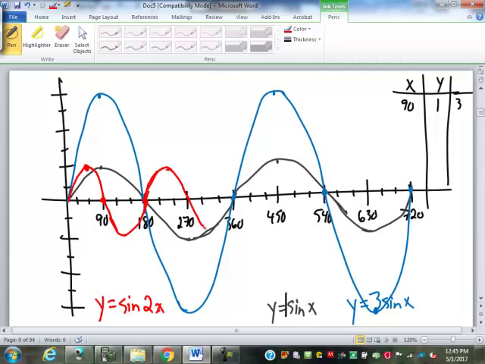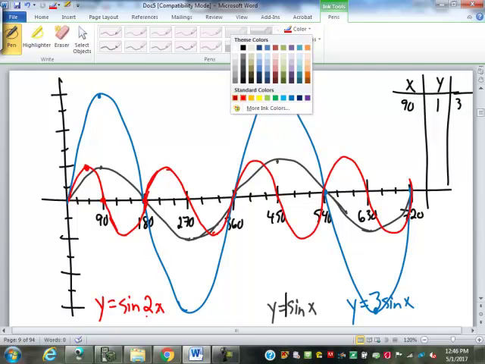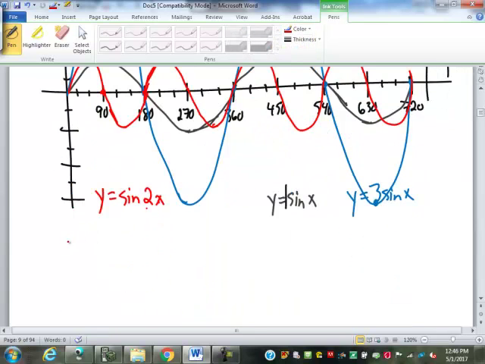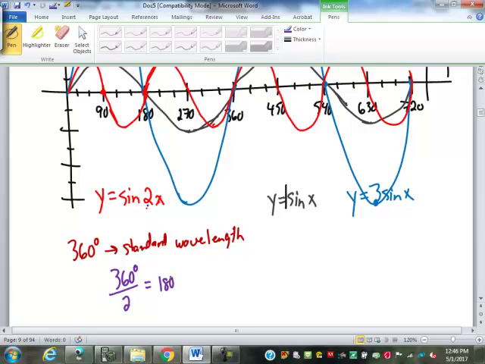So technically, what this 2 does is it doubles the frequency. We tend to not talk about frequency when we graph. So what it does is it takes the wavelength. The standard wavelength is 360 degrees. And it takes that wavelength and divides it by that number. If that's a 2, the wavelength now becomes 180.